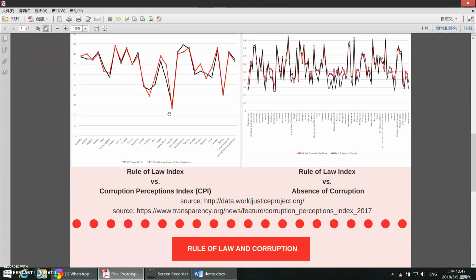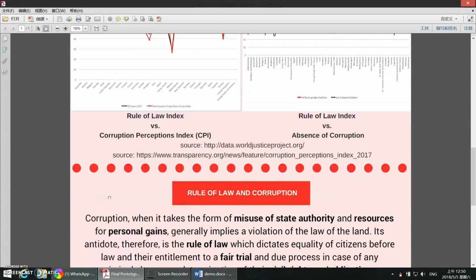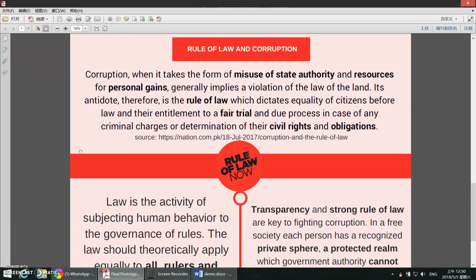So we hope by putting these two graphs in this infographic, people will have some basic understanding of the correlations between rule of law and corruption. And finally, we wrote down some text at the bottom to provide a formal explanation of why rule of law is important and why it is worth advocating all over the world.